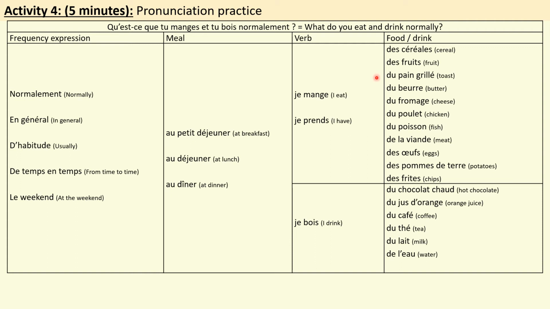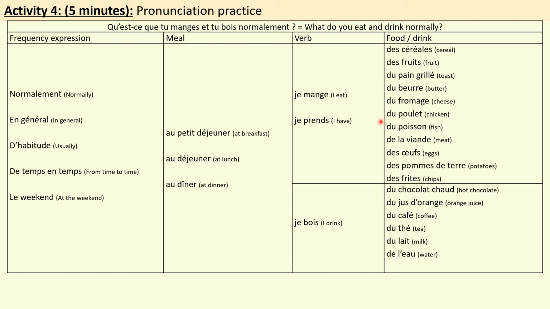So toast. Du pain grillé. So you notice the double L makes a Y sound and then the E makes an A sound. Écoutez et répétez. Du pain grillé. Du pain grillé. Good. Butter. Écoutez et répétez. Du beurre. Your turn. Du beurre. Your turn. Cheese. Du fromage. Du fromage.